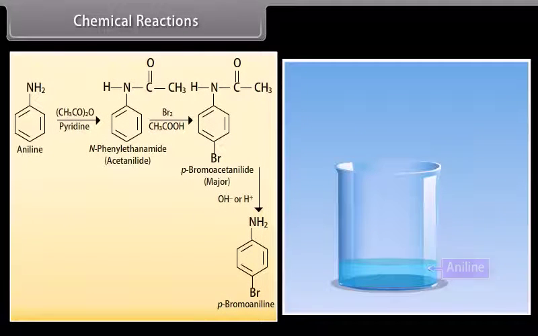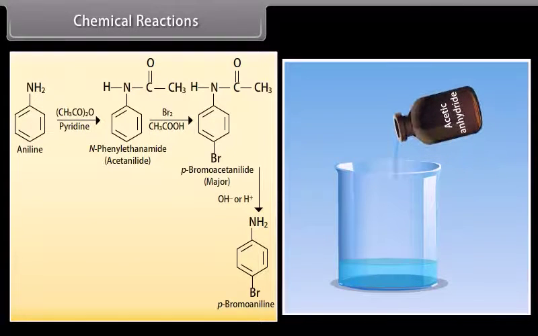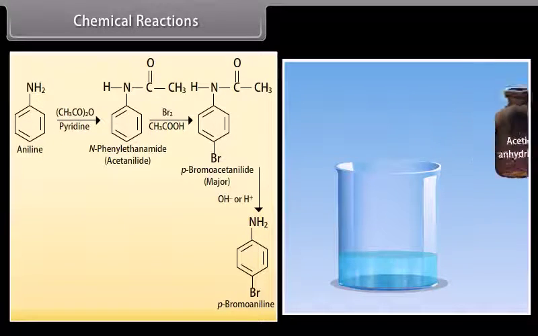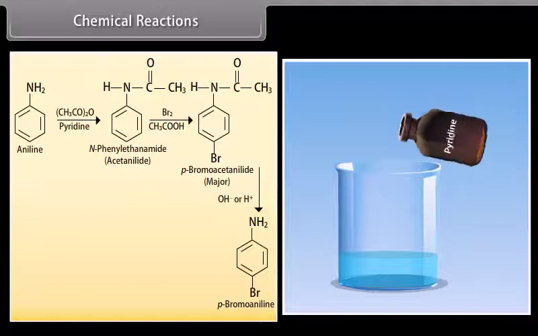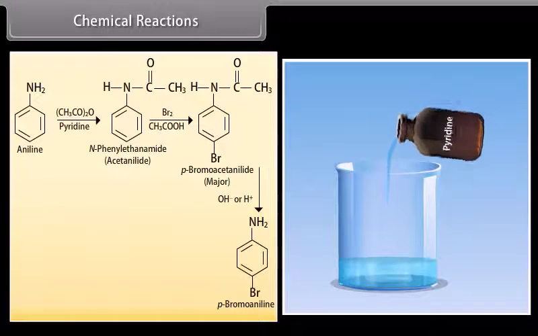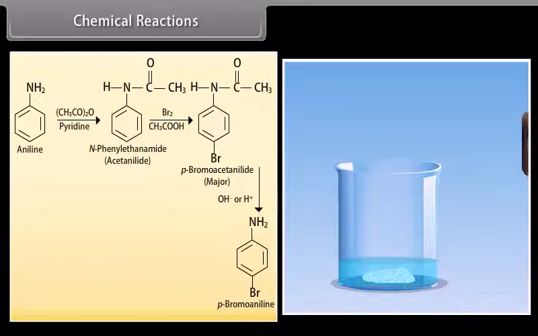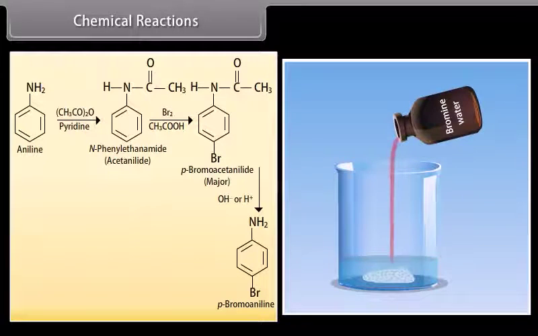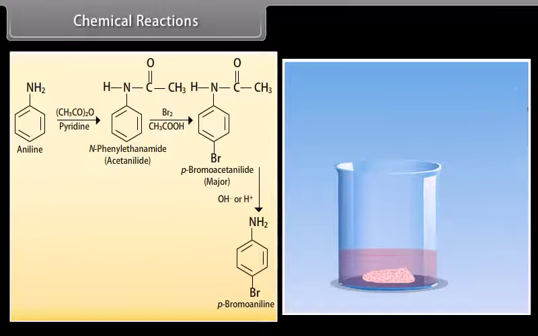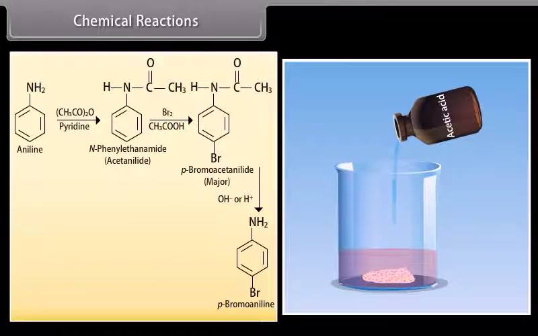Aniline reacts with acetic anhydride and pyridine and forms acetanilide. Now add bromine water and acetic acid and it produces para-bromoacetanilide, which followed by hydrolysis yields para-bromoaniline.